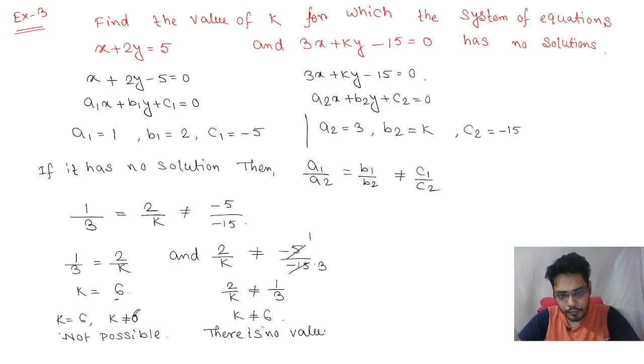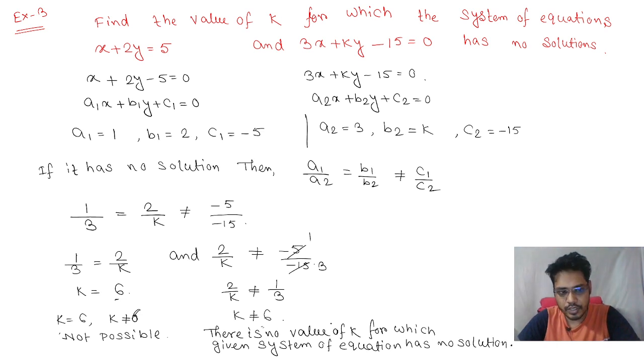There is no value of k for which the given system of equation has no solution. That means it is actually not possible.